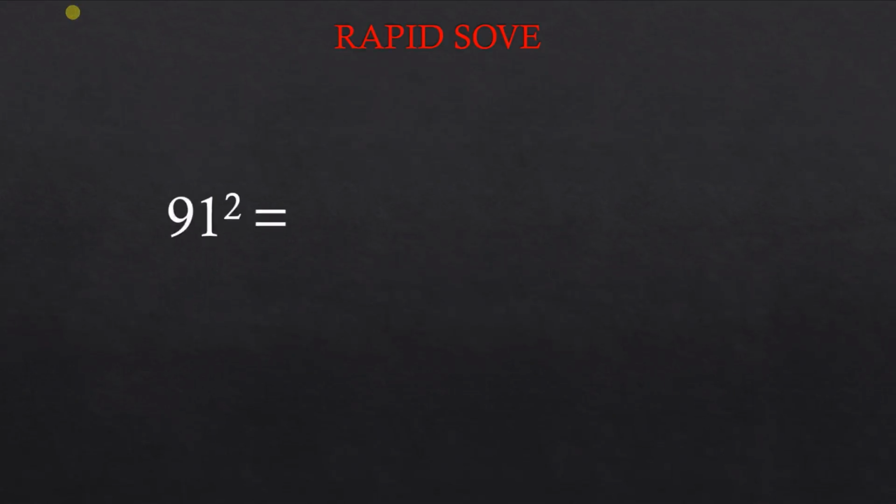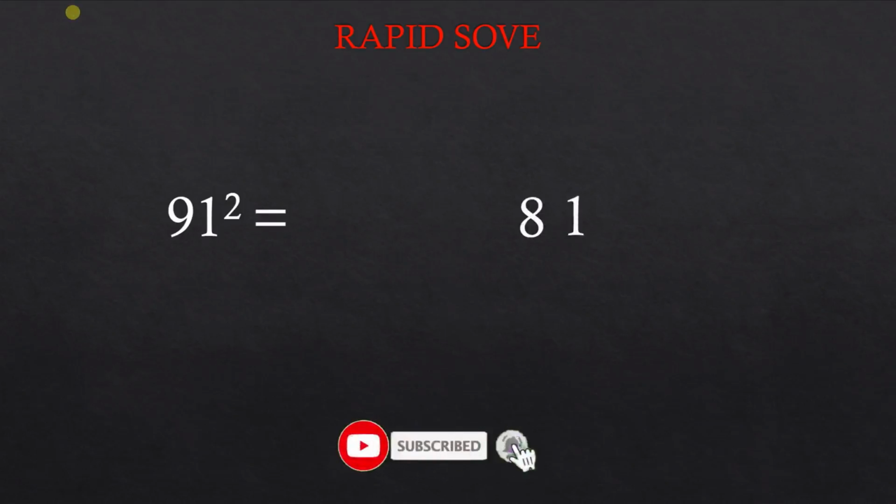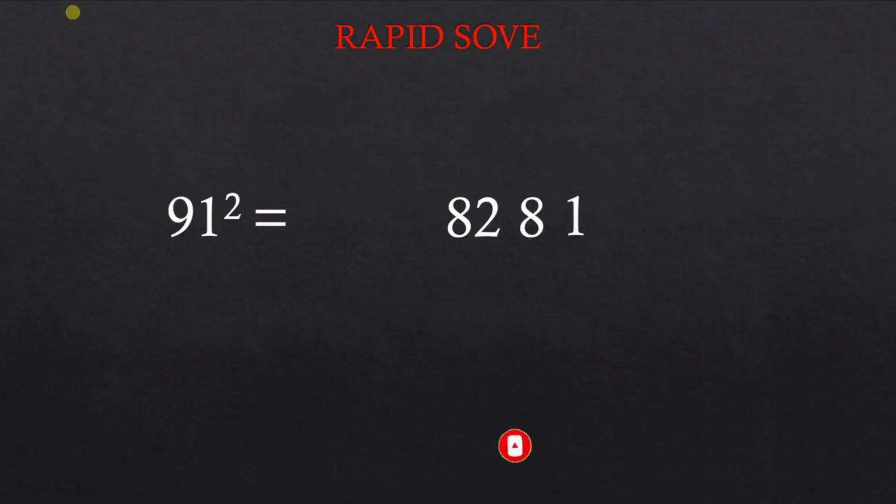So in order to find the square of 91, we can find it: 1 square is 1, 2 into 9 into 1, that is 18. We are writing 8, 1 balance, 9 square is 81, 81 plus 1 is 82. So 91 square is 8281.